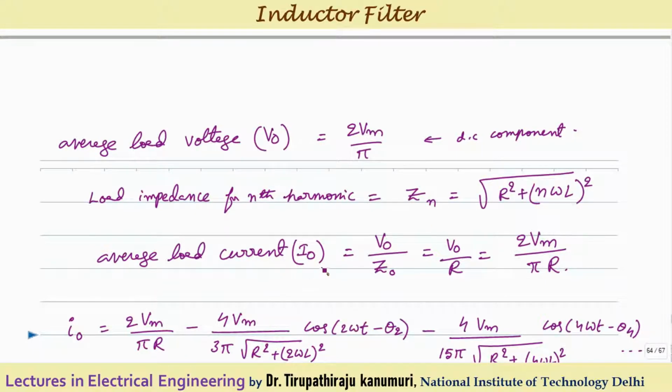So now average output current or DC component of output current will be DC component of output voltage divided by DC component of the impedance.